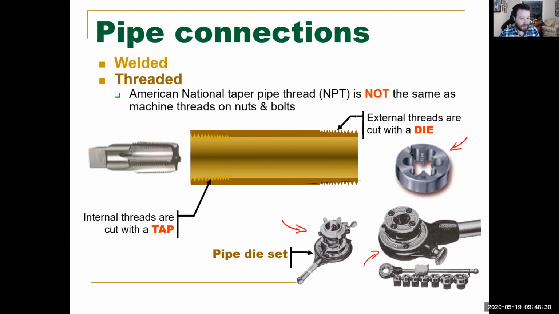Internals are cut with basically a tap. So you can hear anybody say, go get me a tap and die set. That's what they're going to be asking for.